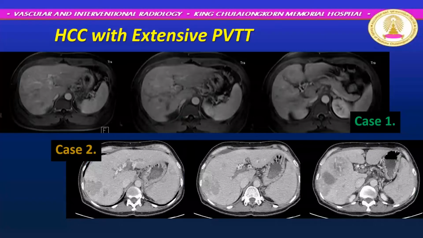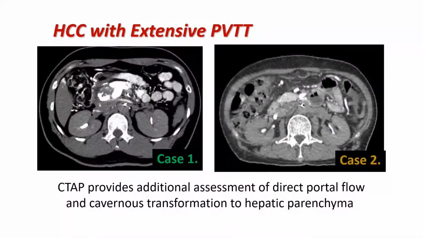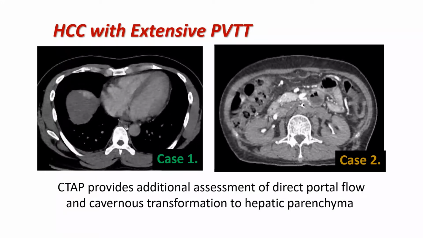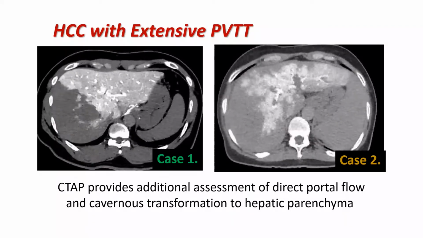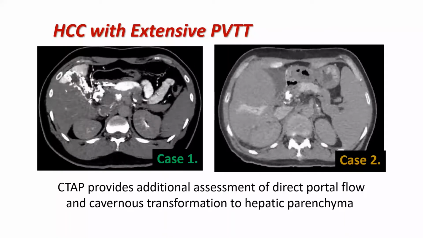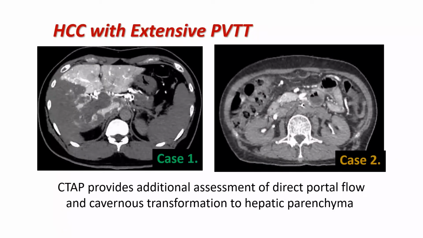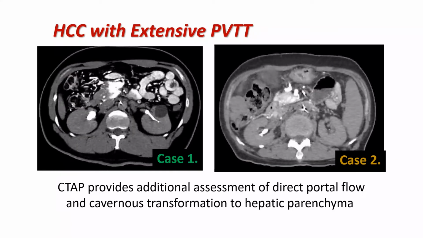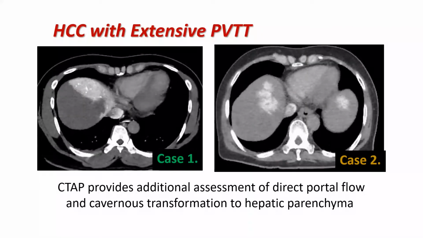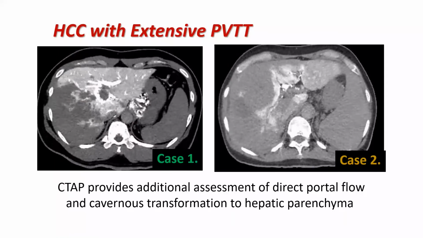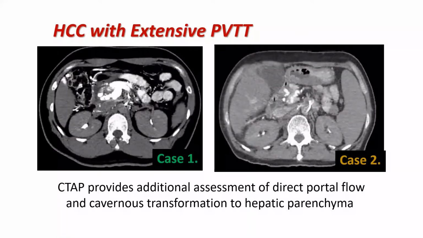I would like to show the comparison of CTAP in these two patients. Both of them have a large tumor in the right lobe with extensive portal vein tumor thrombus. In the first case, the enhancement of the left hepatic lobe is well preserved due to abundant cavernous transformation and patency of the distal left portal vein. In the second case, the parenchymal enhancement, especially of the non-tumorous left hepatic lobe, is very poor. This represents much more severe portal flow compromise in the second case as compared to the first one.